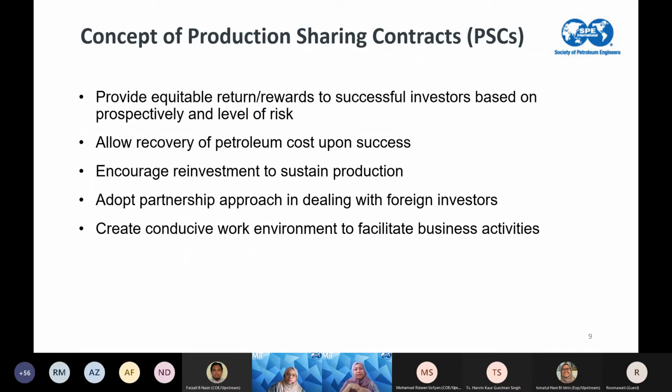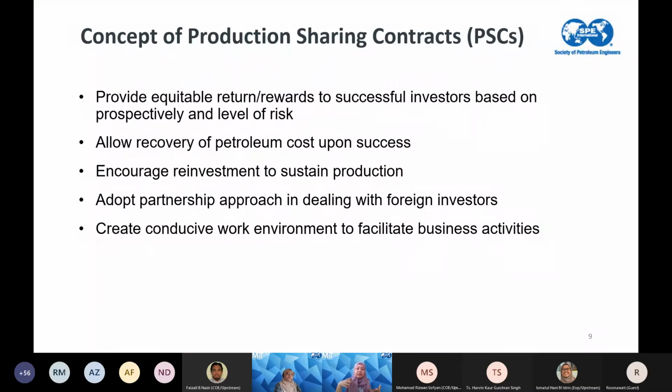Typically, a production sharing contract is signed between a host authority, a governing body, and a contractor. Like I said, this is about how to split the divisible income, something that you can share, essentially the profit. Hopefully, this split should provide an equitable return and reward for the risk that the contractor undertakes. One key feature of PSCs, and not all PSCs will have this, is that it allows the contractor to recover petroleum costs.